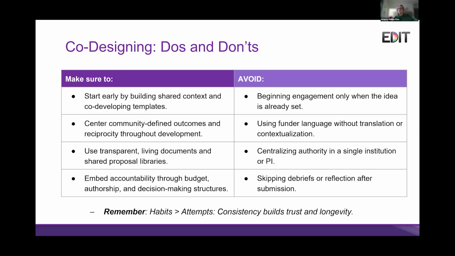Things you want to avoid are only engaging your partner after you've already decided on your idea, using funder language without thinking about how that could impact or be understood by other partners, centralizing authority in a single institution, so decentering this partnership by saying, oh, it's too difficult for a community partner to administer this grant, so we're going to just do everything at our academic institution. And skipping the debriefs or reflection after the submission.